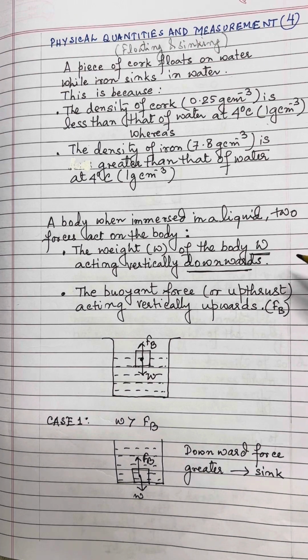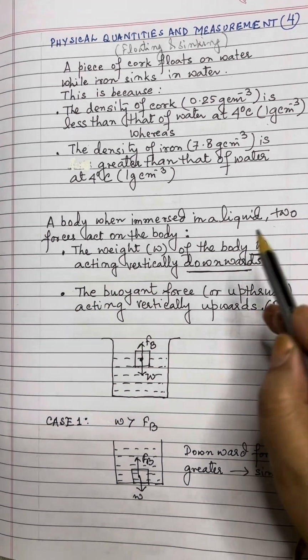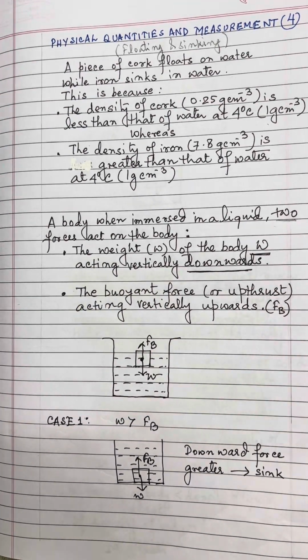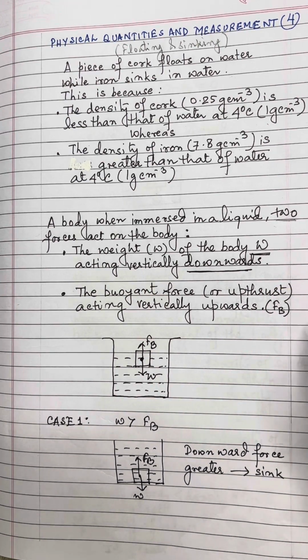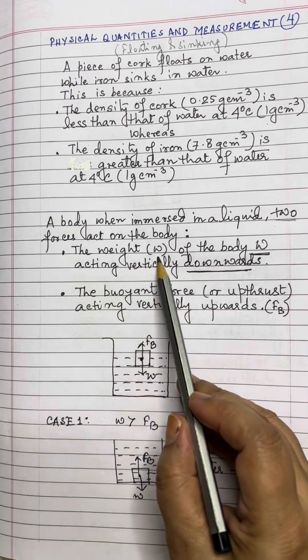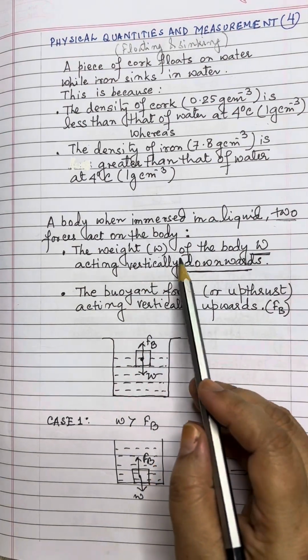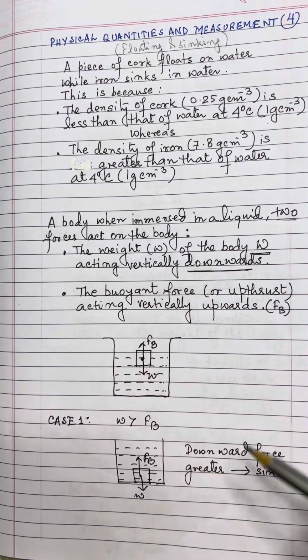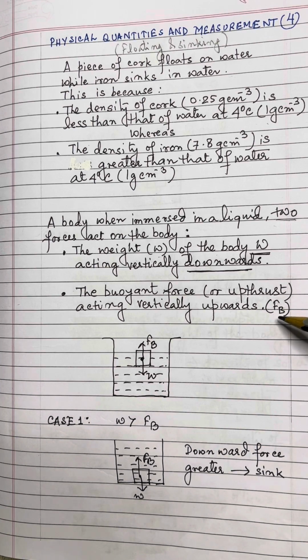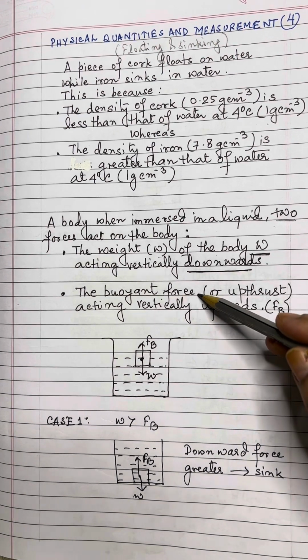So now let us see what makes a body float or sink in a liquid when it is immersed in that liquid. Suppose a body is immersed in a liquid, then there are two forces acting on the body. One is the downward force, that is the force that is pulling it downwards, and that is the weight W of the body. There is also an upward force acting on the body, that is called the upthrust or the buoyant force.